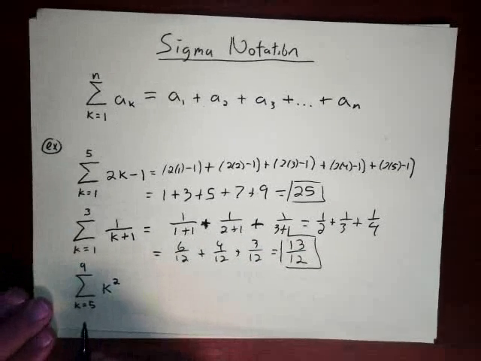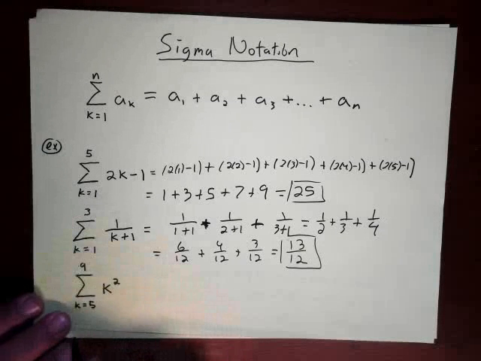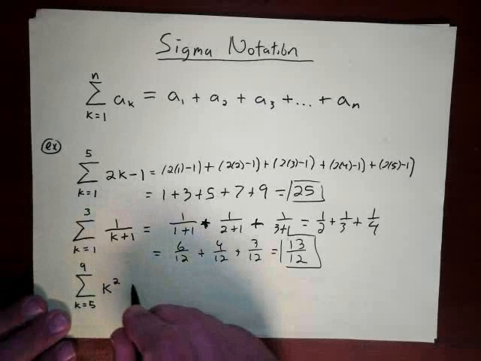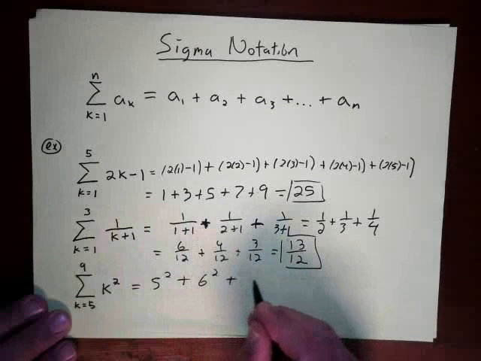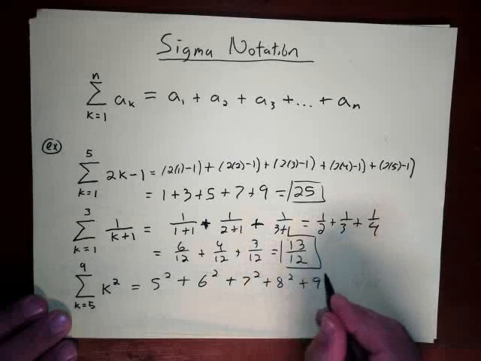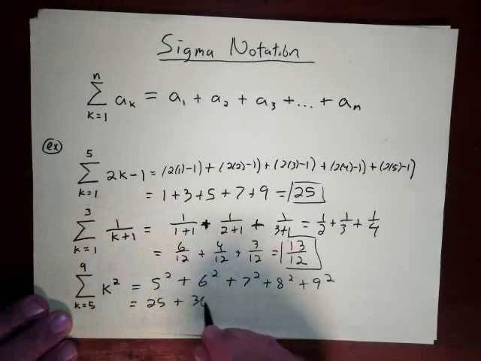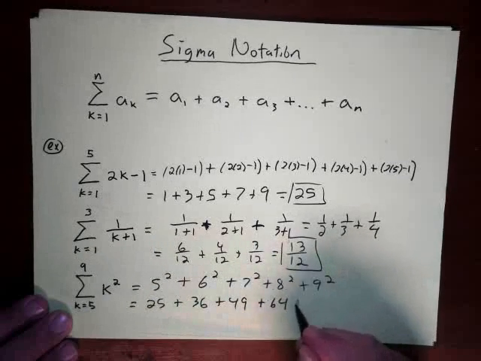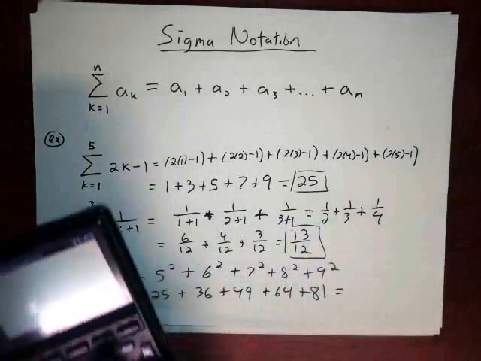This kind of illustrates that you don't always have to start with k equals 1. K could start with anything, just like it can end with anything. So the k is going from 5 to 9, and the expression is k squared. So this would be like 5 squared plus 6 squared plus 7 squared plus 8 squared plus 9 squared. And this would be 25 plus 36 plus 49 plus 64 plus 81. It's the sum of these 5 square numbers from 5 to 9.